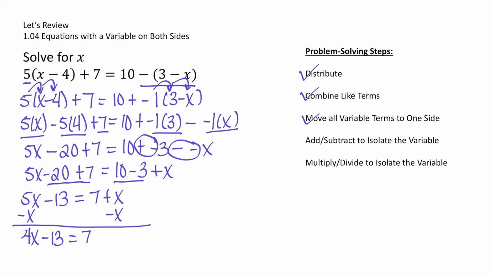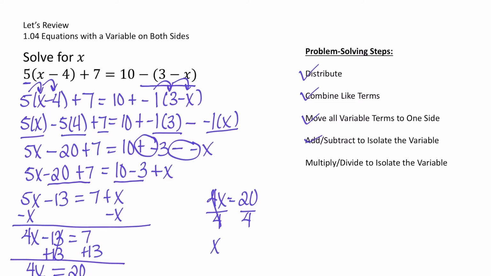Now I need to add or subtract to isolate the variable. So the opposite of minus 13 will be plus 13. So I have 4x, minus 13 and plus 13 cancel, and then I have 7 plus 13, which is 20. So I have 4x equals 20. Now I need to multiply or divide, so I'm going to divide both sides by 4. So I get x equals 20 divided by 4, which is 5.